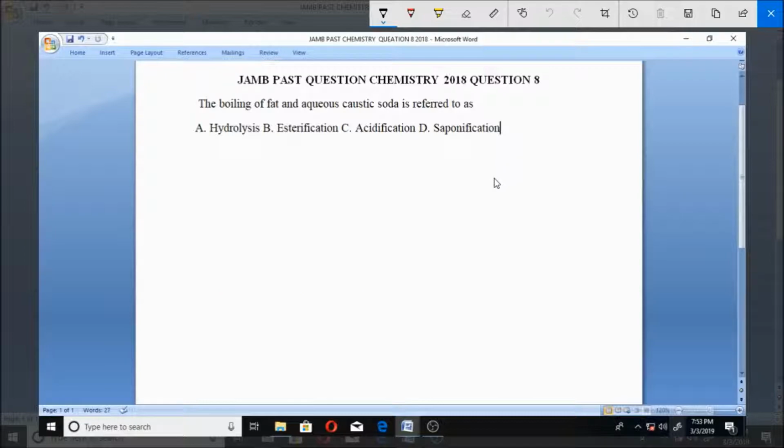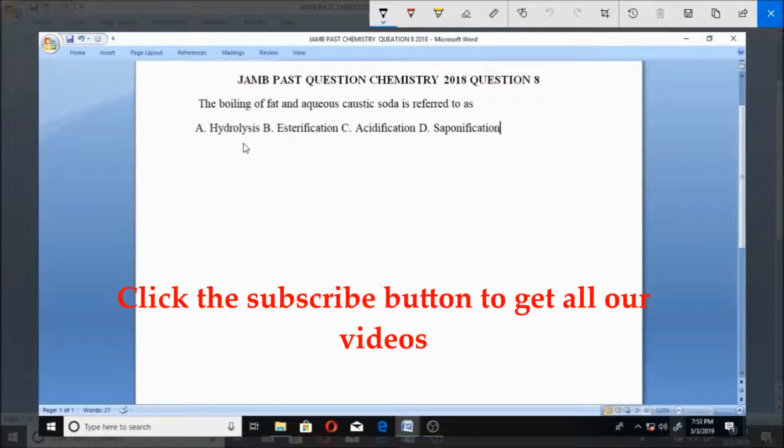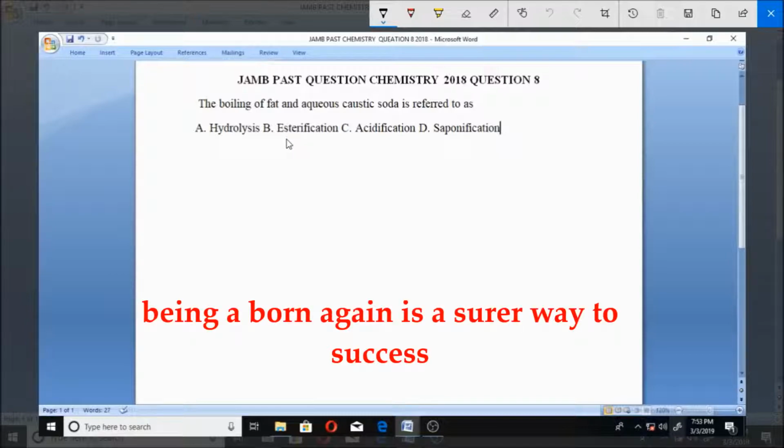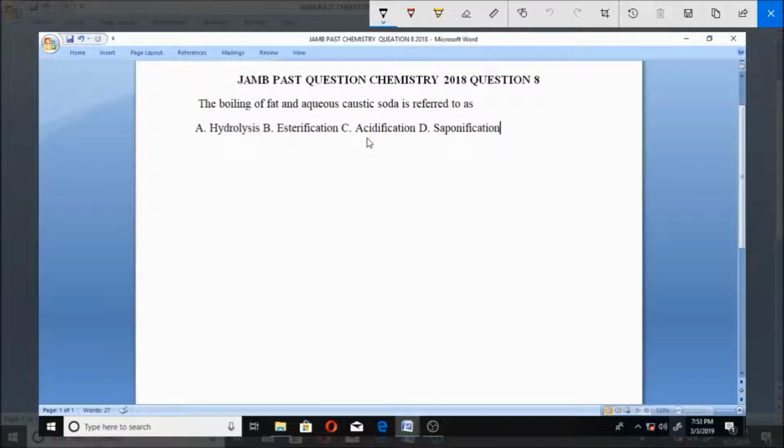Now, if you look at these options, basically we know the meaning of hydrolysis, which is when you want to break something down with water. Esterification is the reaction of ethanol with acid to form esters. Acidification is treating something with an acid.